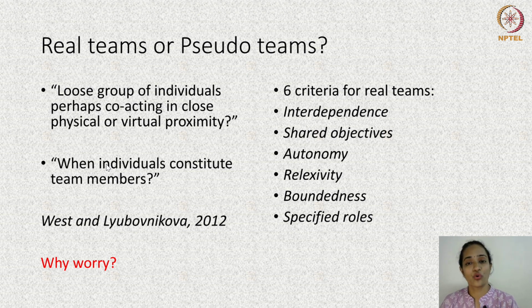So, unless these 6 criteria are satisfied, we cannot call a loose group of individuals a team. That is, if these 6 criteria are not present, what you have is a pseudo team and not a real team.